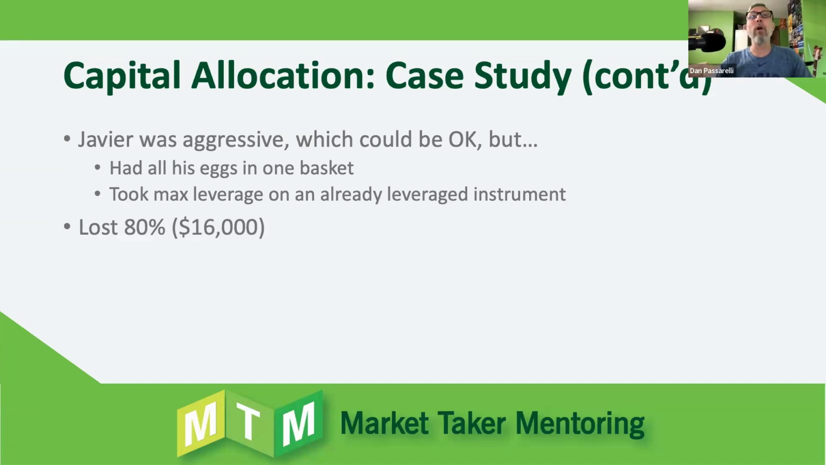if you put all your eggs in one basket and one gigantic trade on, you can be way over leveraged, and options are already a leveraged instrument in most cases. You can end up blowing up that $20,000 account. Oh, well, I just lost 16 grand. I lost 80%. Whoopsie. So how do you better manage this problem?